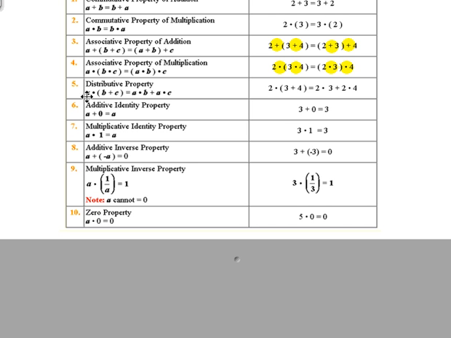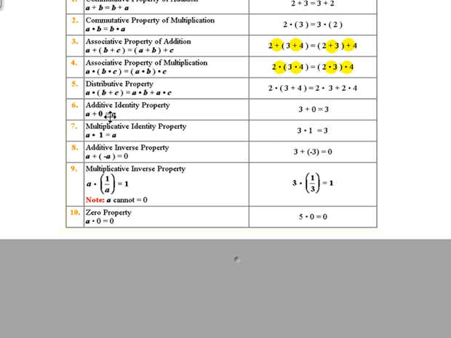The distributive property says whatever is being multiplied by something in parentheses has to be distributed to everything within the parentheses. So 2 times the quantity 3 plus 4 is going to be the same thing as 2 times 3 plus 2 times 4. And little did you know, but really a lot of times when you do mental math, you use the distributive property to help you figure things out quickly.